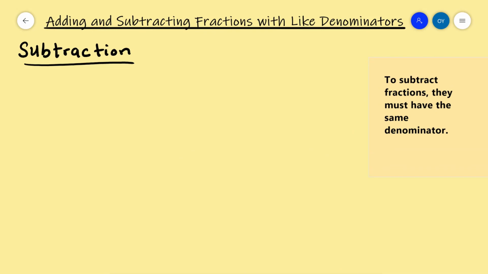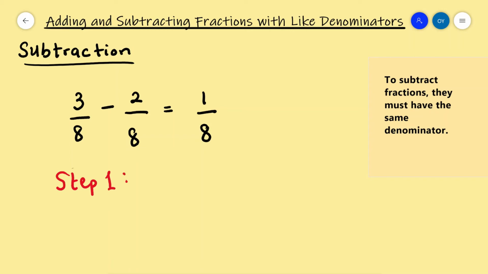Now we move to subtraction of fractions with like denominators. An example is 3 over 8 minus 2 over 8. What you do here is to subtract the numerators, and you leave the denominator the same. So 3 minus 2 is 1 over 8. So there are two basic steps to follow here.